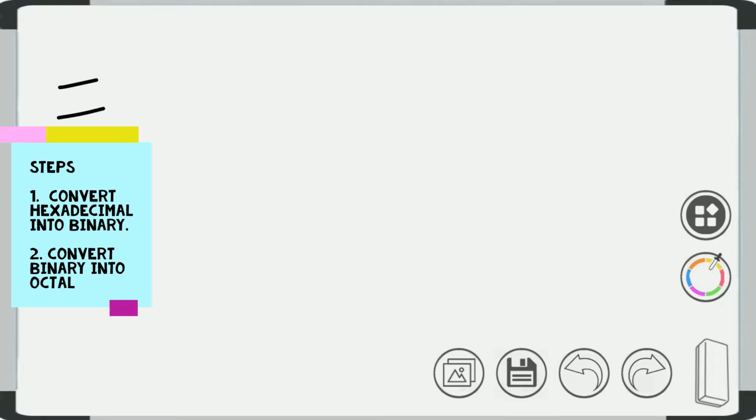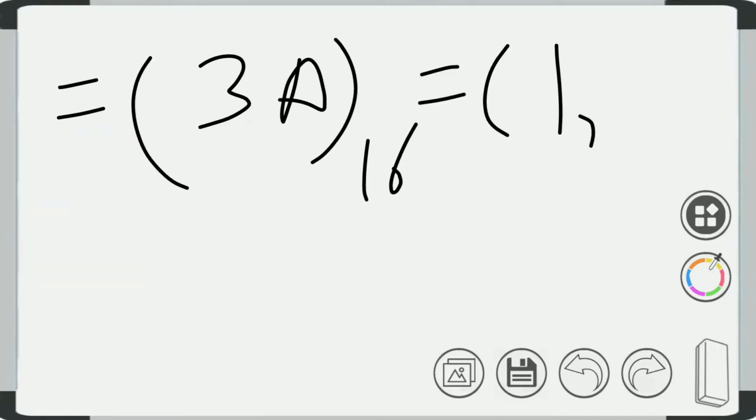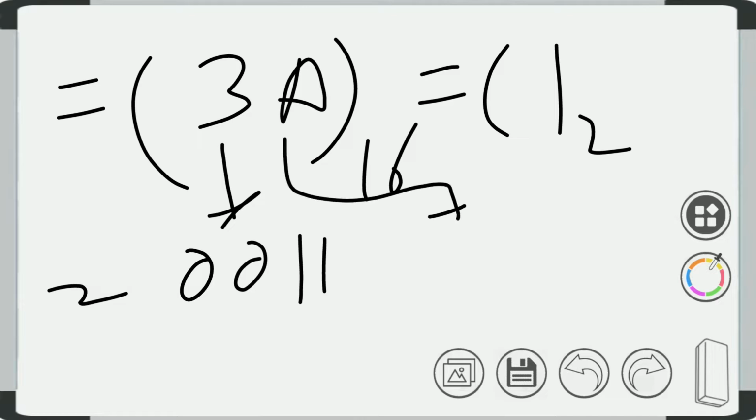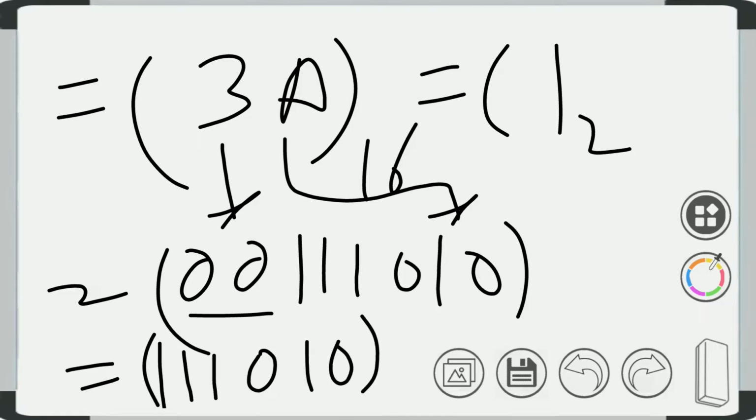Now, in the conversion from hexadecimal to binary form, each digit of the hexadecimal number system will be represented in 4 bits. That is, the binary representation of 3 is 0011 and the binary representation of A, which is 10 in hexadecimal, is 1010. So the final value after skipping these two 0s is 111010. So this is the final binary number.